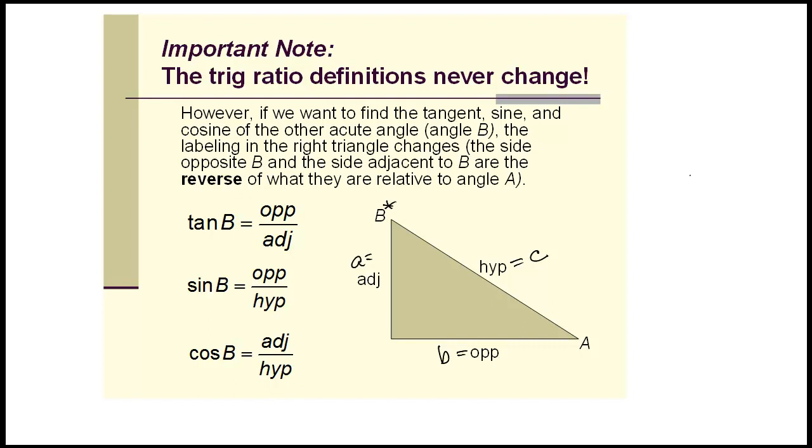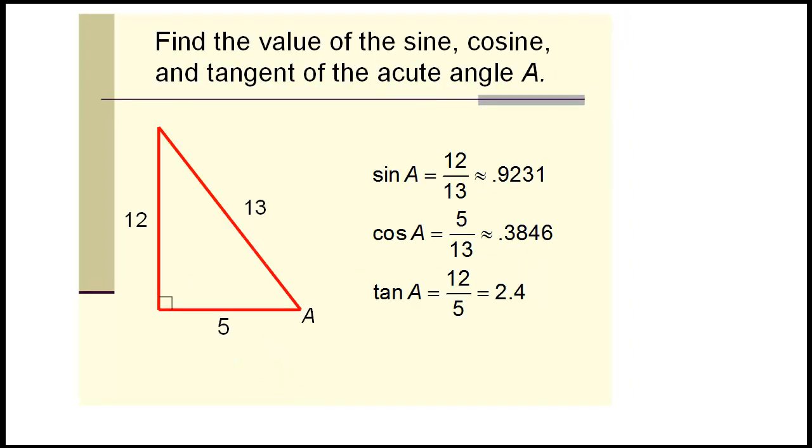That will never change. Find the value of the sine, cosine, and tangent of the acute angle A. Now here they give you all 3 sides. So with respect to angle A, 12 is going to be your opposite.